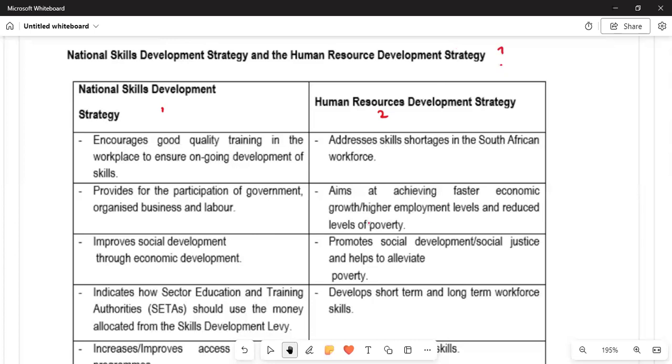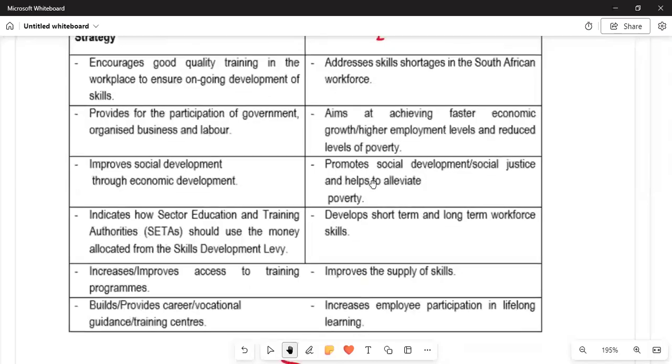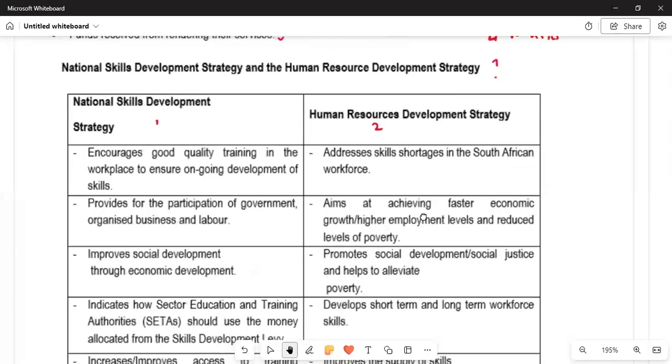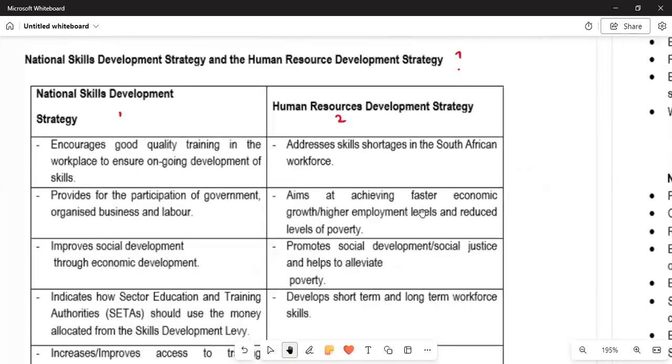So again, it indicates how sector education training authorities should use the money allocated from skills development levy. So that is that whereby we are saying how the sector education training is going to be able to allocate that into skill development levy. It increases or improves access to training programs, builds and provides career vocational guidance and training centers. So that is that under NSD development.